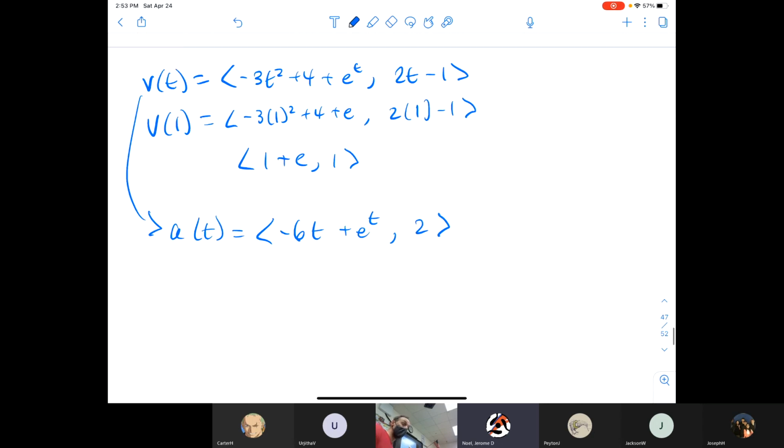All right, so plugging in 1 here should be even easier. -6 times 1 plus e to the first power, comma 2, which is just e minus 6, I guess.